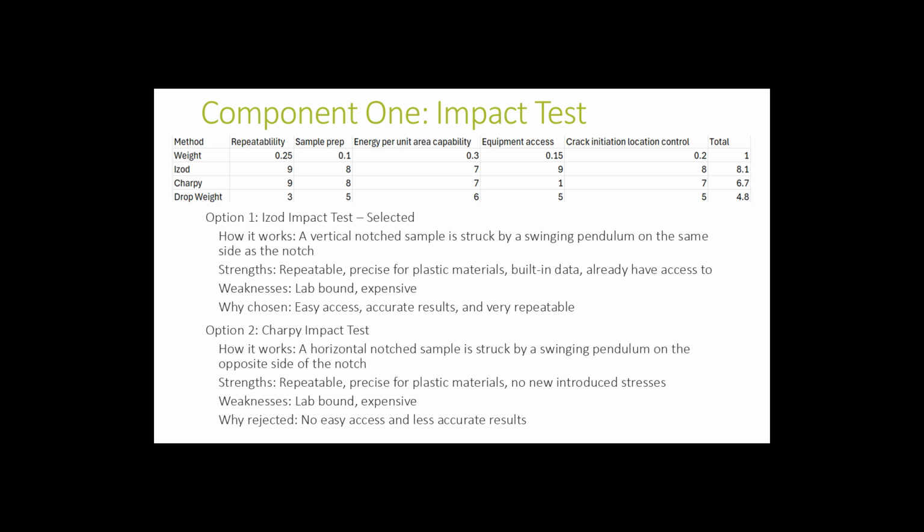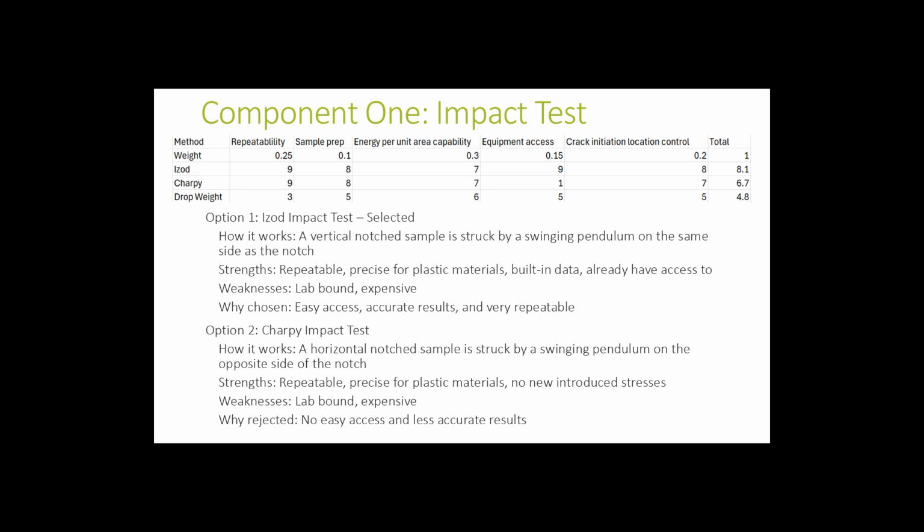Different design decisions we made for our project include the impact test that we needed to choose. The first one is our IZOD impact test. It works by having a vertical notch sample struck by a swinging pendulum on the same side as the notch. It is repeatable, precise for plastic materials, has built-in data in the instrument, and we have access to it. It is lab-bound, however, and expensive. We chose it because we have easy access, accurate results, and it's very repeatable.